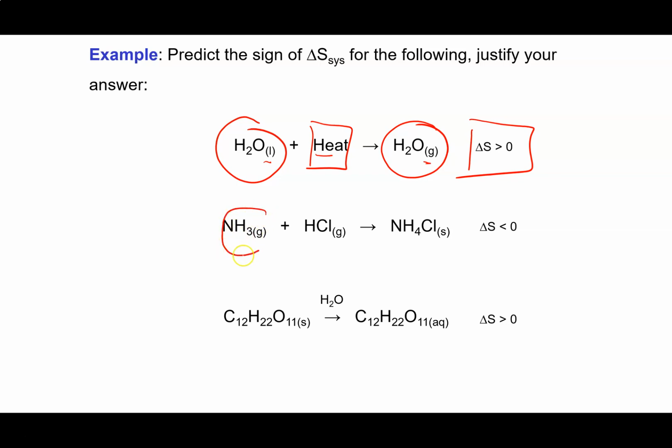In this case, I'm reacting gaseous ammonia with gaseous hydrogen chloride to form ammonium chloride, which is identified as being a solid.